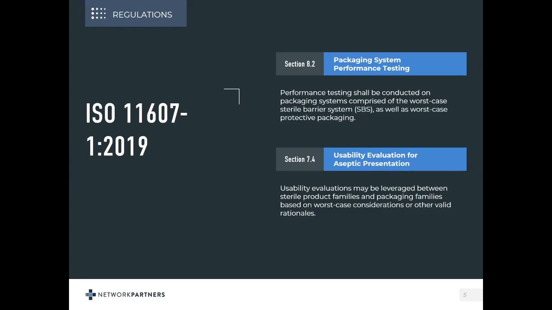The other piece of it, which is fairly new, is usability evaluation, aseptic presentation. What this is really conveying is you don't really need to test everything, but you have to group everything by product families, which is where you come up with your worst case scenario, your worst case justification for that, and all those considerations that relate to that. And I'll show you more what that looks like.